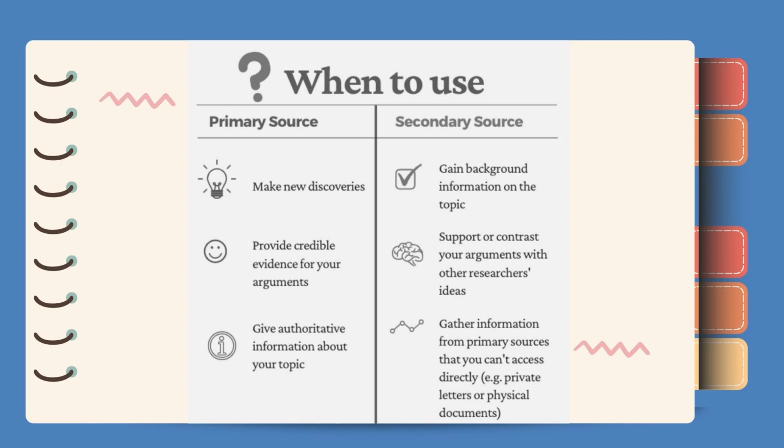When are we going to use a primary source and when are we going to use a secondary source? We are going to use a primary source to make new discoveries, provide credible evidence for your arguments, and give authoritative information about your topic. On the other hand, we are going to use a secondary source to gain background information on the topic, support or contrast your arguments with other researchers' ideas, and gather information from primary sources that you can't access directly.